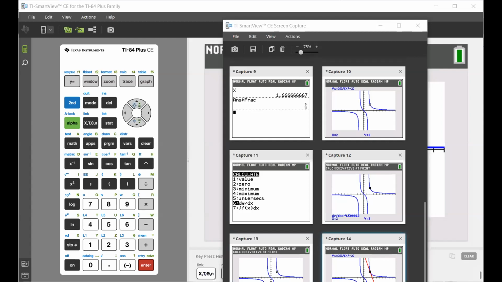Let's see where I can bump that. Right here.